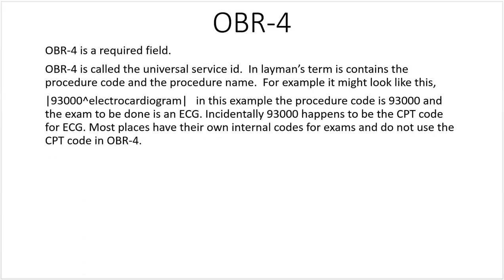OBR 4 is a required field. OBR 4 is called the Universal Service ID. In layman's terms, it contains the procedure code and the procedure name. I'm not quite sure who came up with the idea of calling this the Universal Service ID. It sounds a lot more complicated than it is. For example, it might look like this: 9300 electrocardiogram. In this example, the procedure code is 9300, and the exam to be done is an ECG.